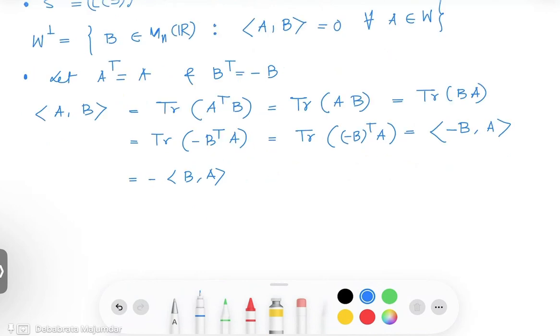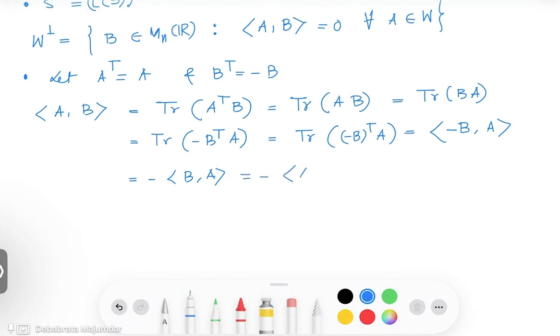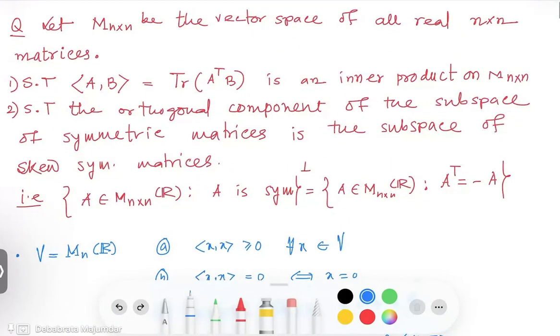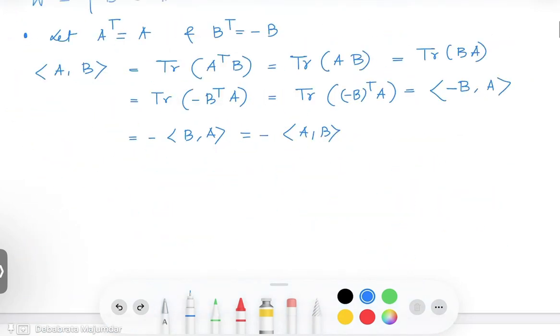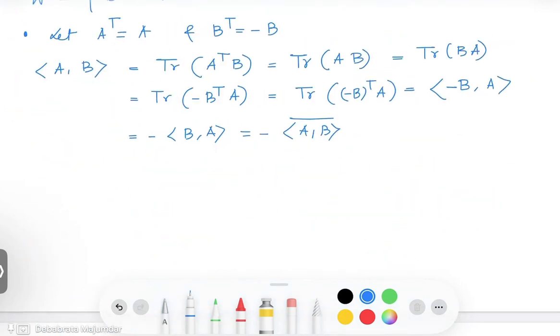Now I want to say this is equal to minus trace of AB. Can I say it? Because all things are real. A and B both are real matrices, right? So when I take the trace, this is also real, right? So we have no need to write the bar here. So if I am writing, then I can do this.